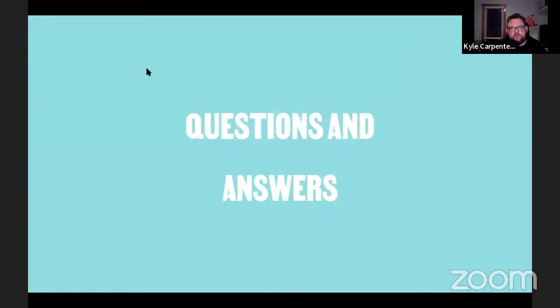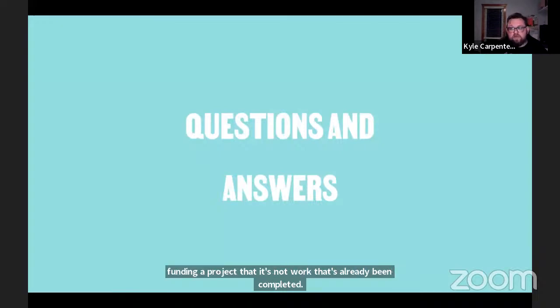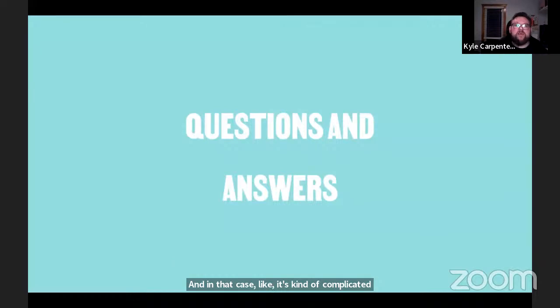To follow up, I think maybe the question had more to do with how funders check that they aren't double funding a project, that it's not work that's already been completed. And in that case, it's kind of complicated because they'll look up on you. They have a vested interest in making sure that you're not cheating them out of money, and that the money they give you is going where you say it's going to go.